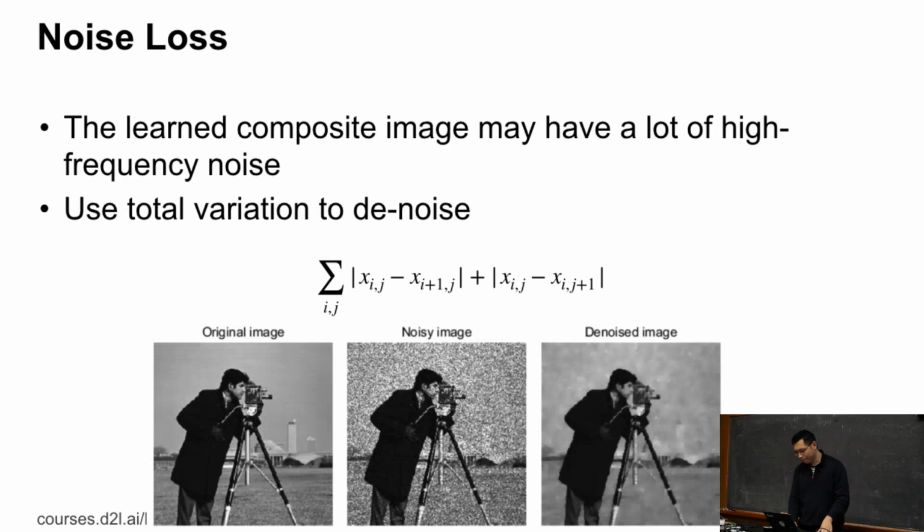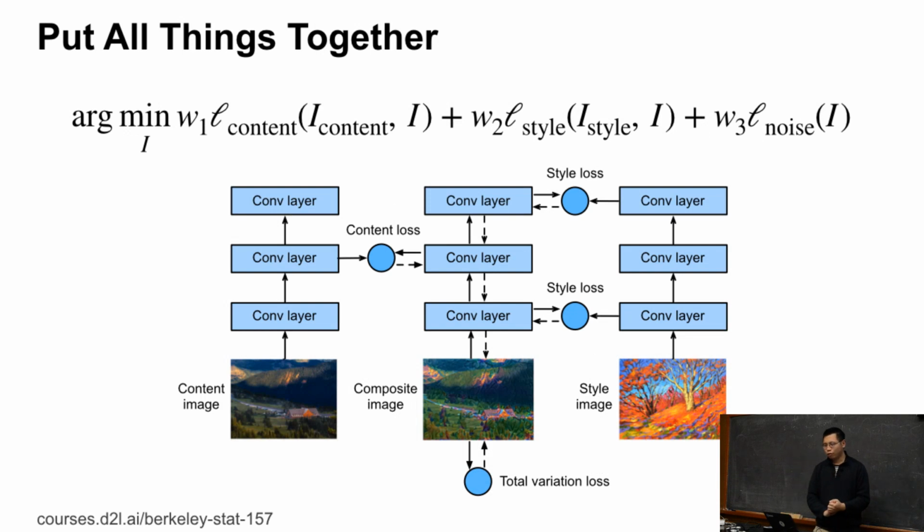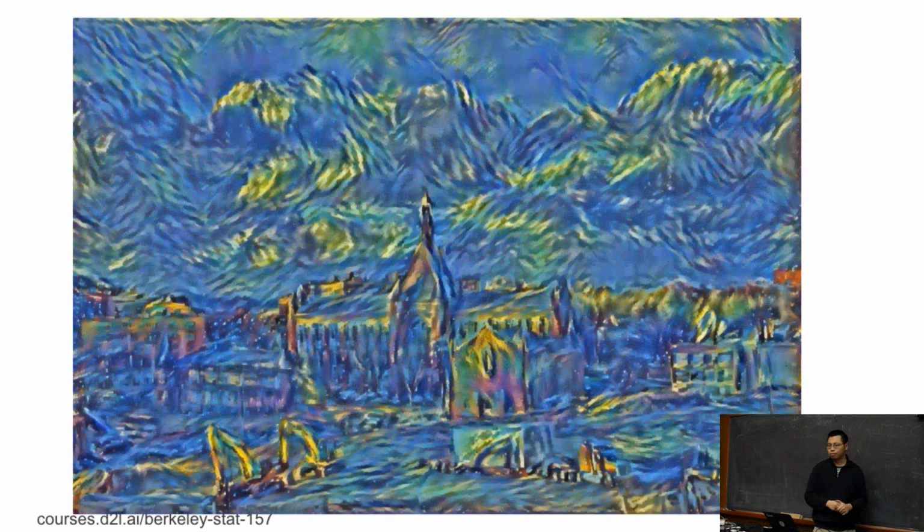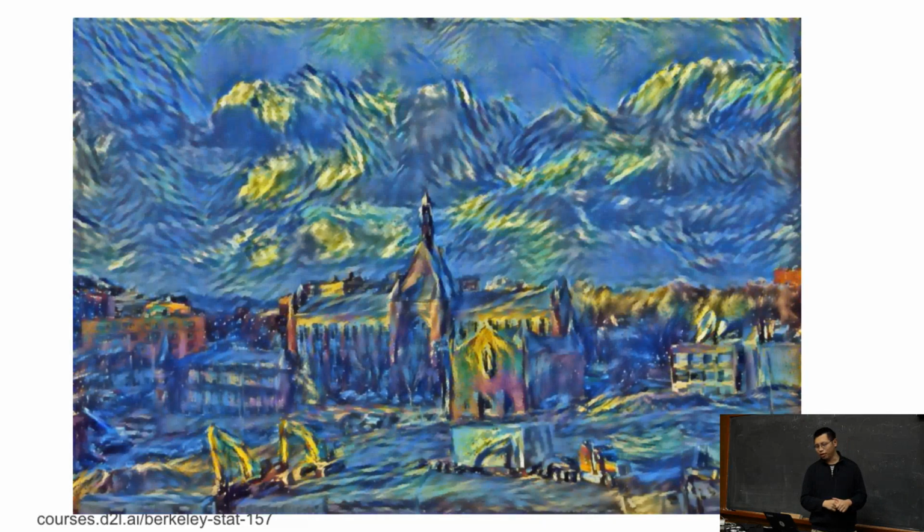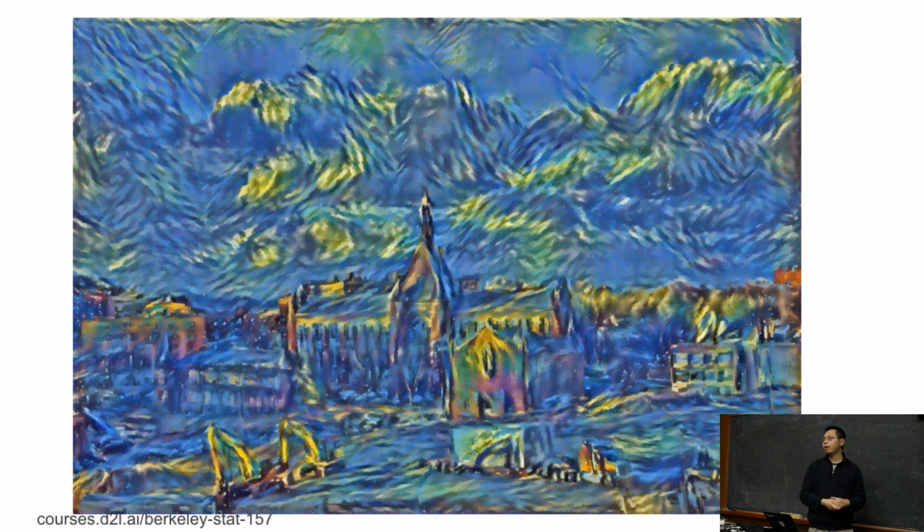Okay, so then the last thing: we have three losses, combine them together and learn an image. We start with a random image and then just minimize the three losses we have. For example, I'm going to show this picture I took from my CMU office about 4 years ago. Again, you start from random, and then gradually learn over iterations to match the style image.